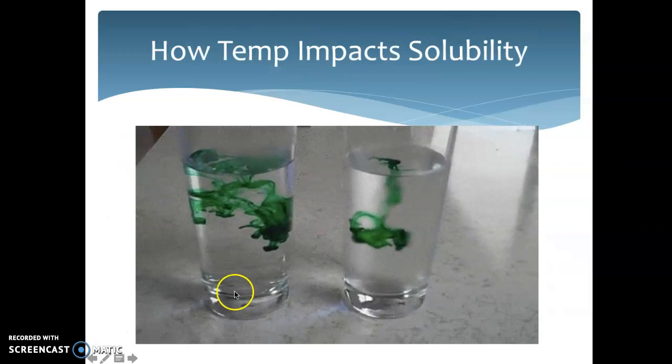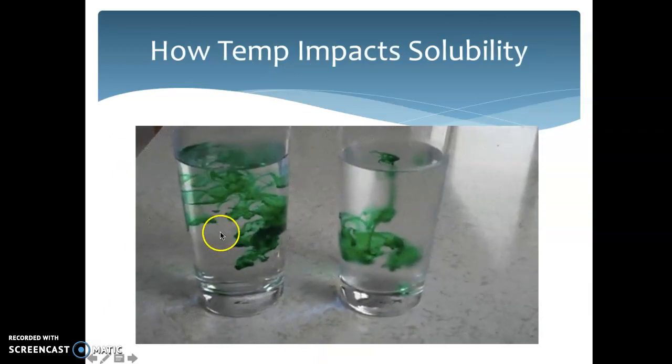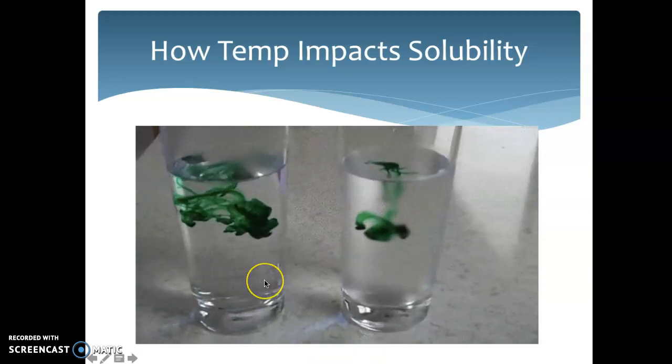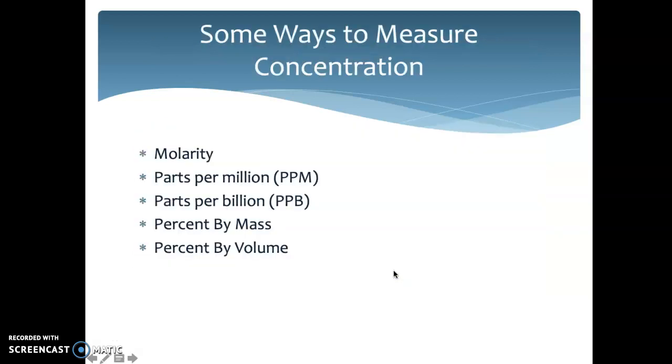So you can see that here, which one is warm water? The one where it's spreading out faster. There's more energy here. The particles are moving faster, so you get better solubility than the cold glass of water over here. So there's many ways that we can measure concentration of our solutions. We're going to focus mostly on molarity, but I want to go over these other ones with some real life examples. So where would I see parts per million, parts per billion, percent by mass, and percent by volume?